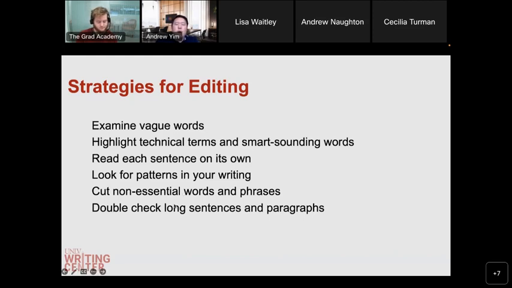And then finally, taking out some non-essential words and phrases. This is something that will also be part of the final step for proofreading, thinking about this phrase or sentence you wrote, does it need to be taken out or not?